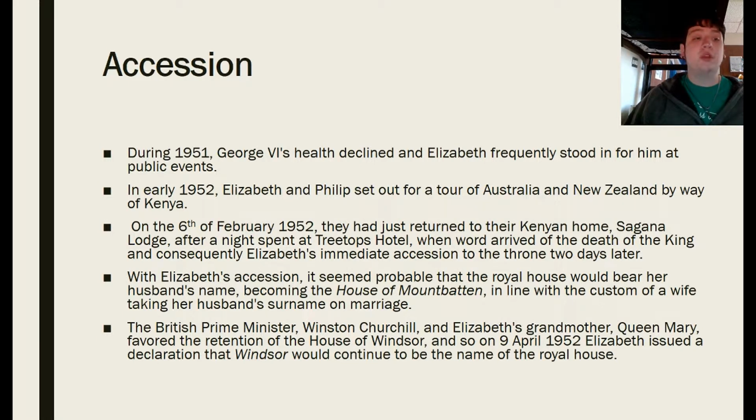2 days later. When Elizabeth ascended, it seemed probable that the royal house would bear her husband's name, becoming the House of Mountbatten, in line with the custom of a wife taking her husband's surname on marriage. But the British Prime Minister, Winston Churchill, and Elizabeth's grandmother, Queen Mary, favored the retention of the House of Windsor, and so on the 9th of April 1952, Elizabeth issued a declaration that Windsor would continue to be the name of the royal house.